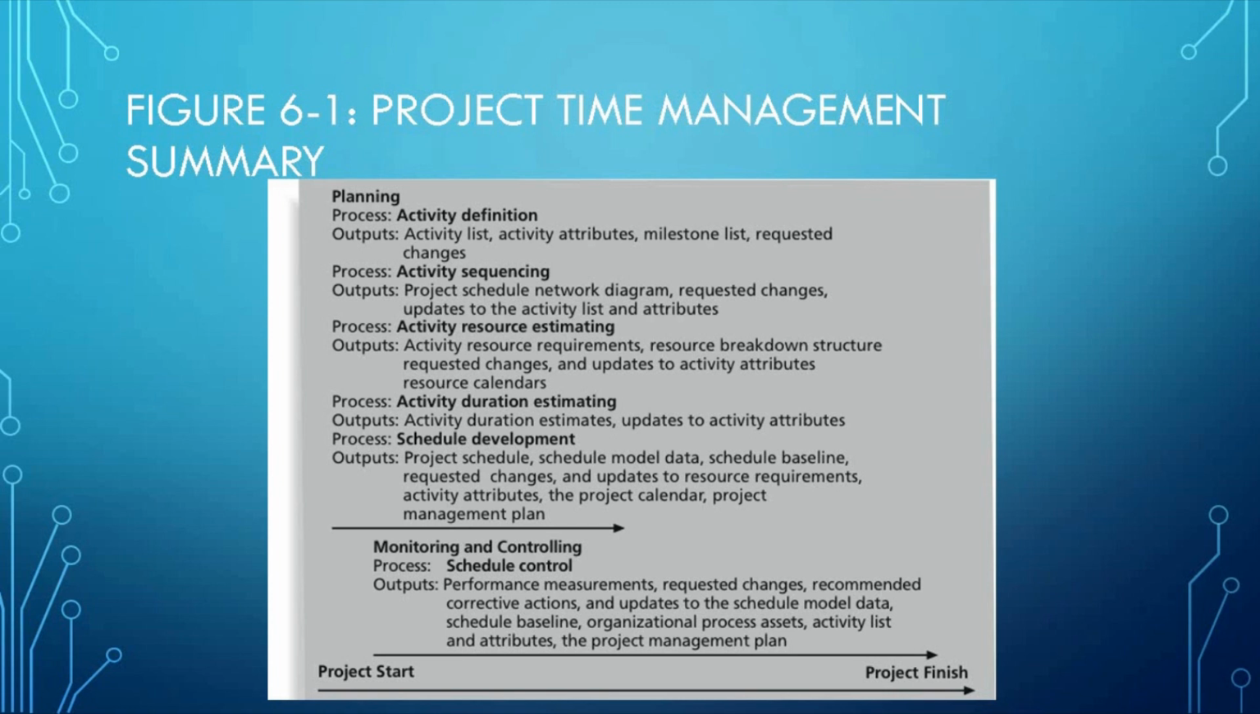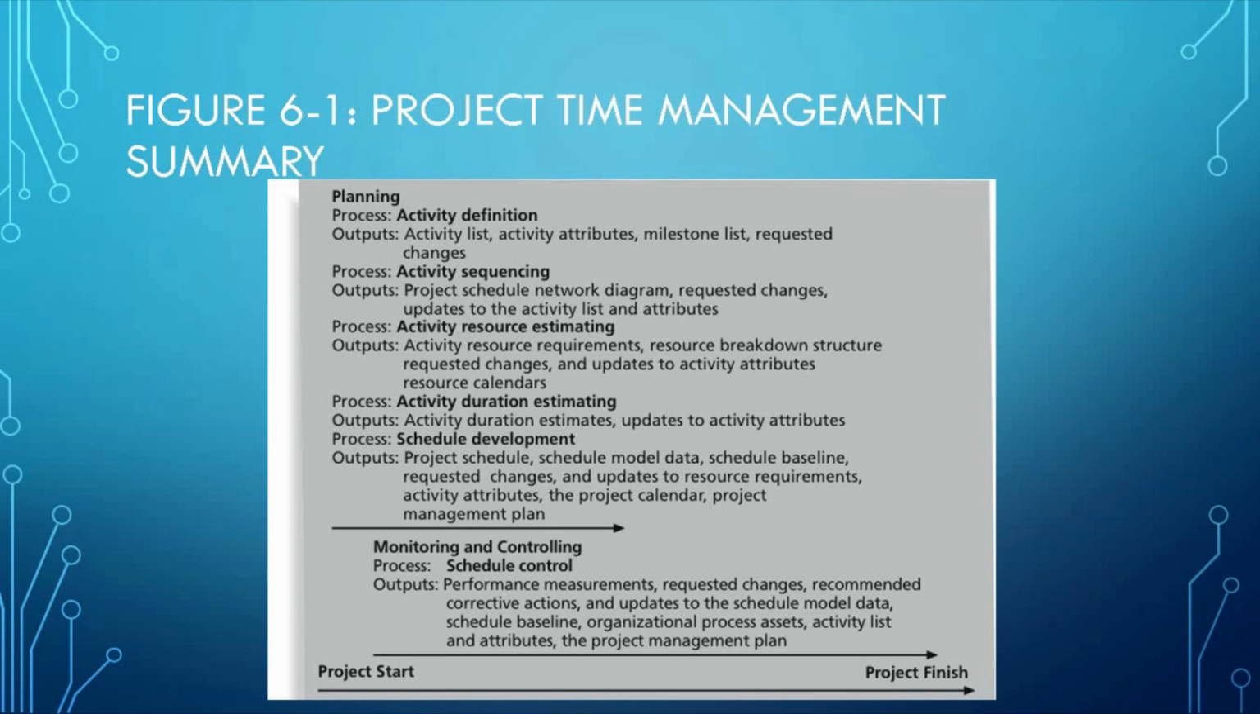Activity definition identifies the deliverables at the lowest level in the work breakdown structure, which is the level of work packages. Each work package is decomposed into smaller components called schedule activities to provide a basis for estimating, scheduling, executing, and monitoring and controlling the project work. During this activity definition, one answers the question, what has to be done?